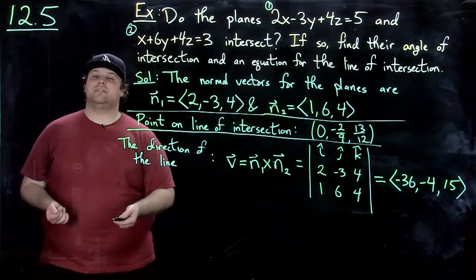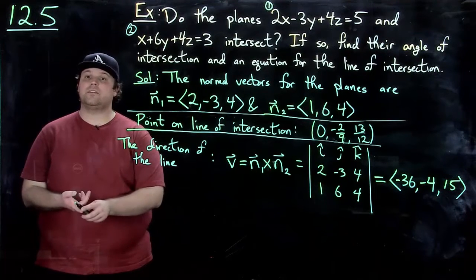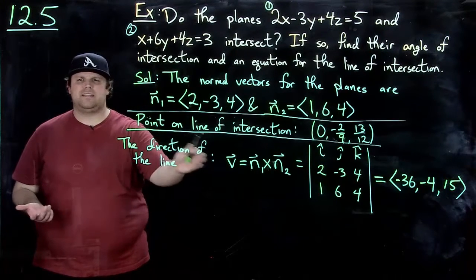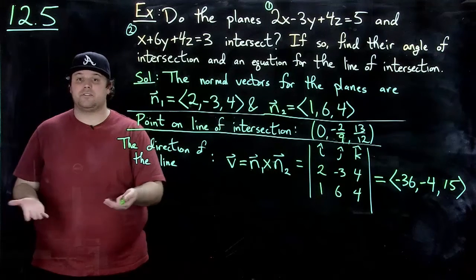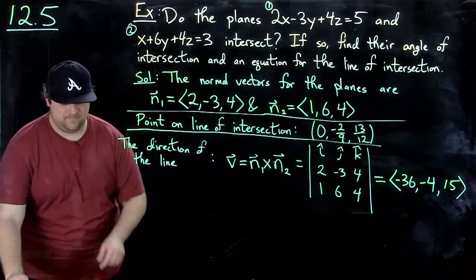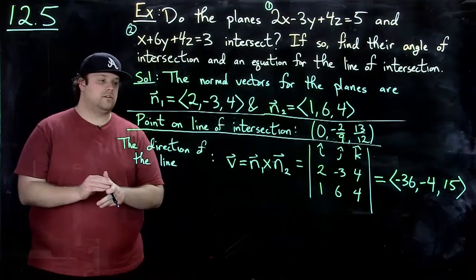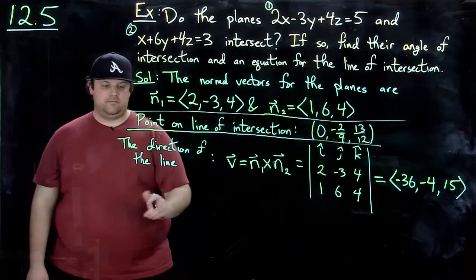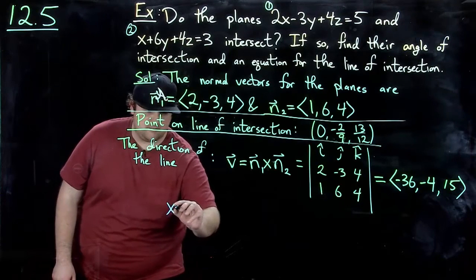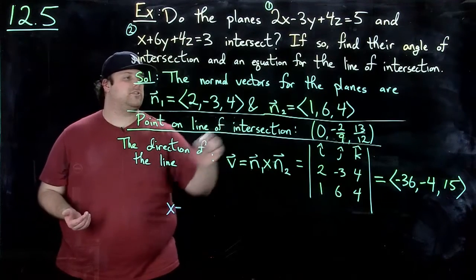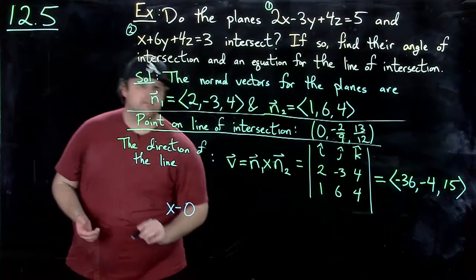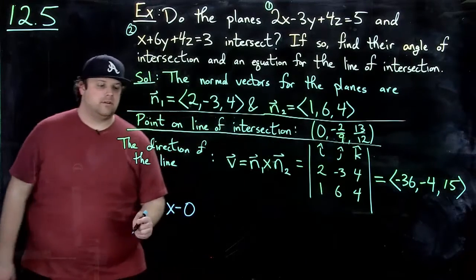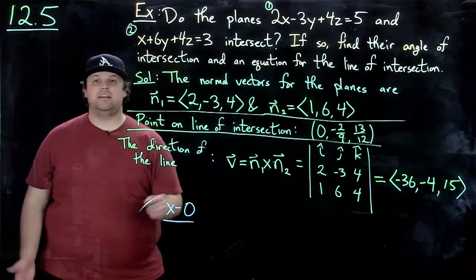We've already done the vector equation of a line, and we've done parametric equations of a line. So let's write this one as symmetric equations. Do you remember what those are? Let's write it in a nice blue here. So how do we write this down? Well, we start with x minus the x-coordinate of some point on the line. In this case, we have 0. And then we have to divide this by negative 36.